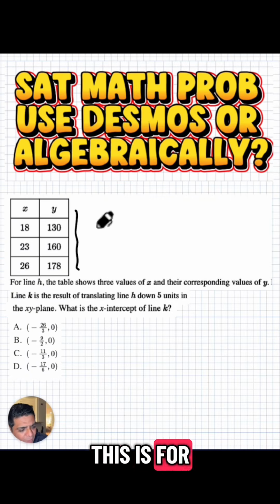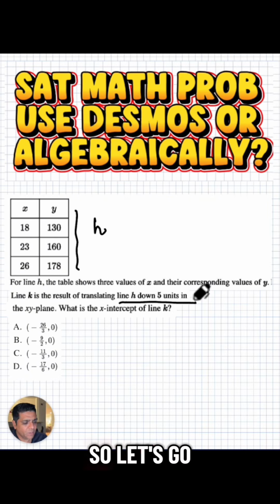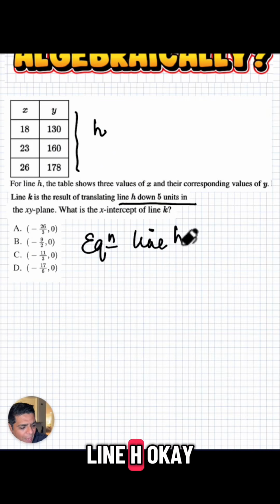We're given a bunch of points. This is for line H. We are told that line K is translating H down 5 units. So let's go ahead and calculate the equation for line H. How do we do that?